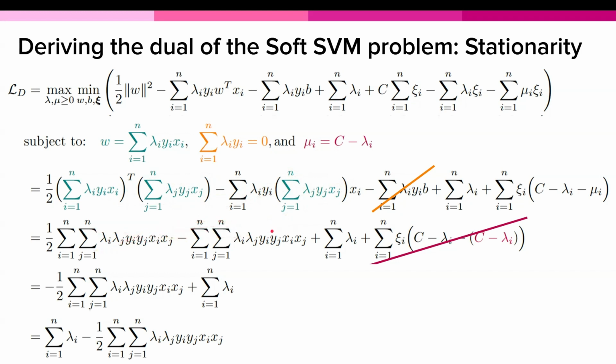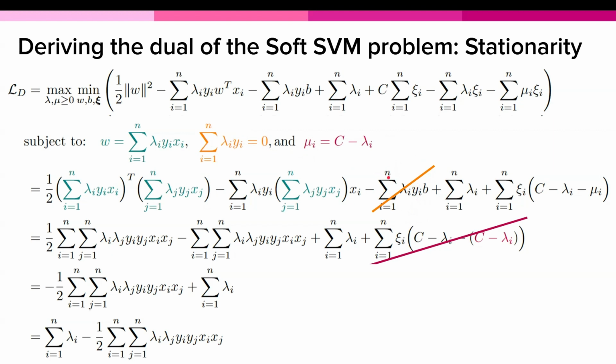We can then apply the stationarity condition that we derived with respect to the bias term b, shown in orange. Since we've identified that the sum of Lagrange multipliers times the class labels must be zero, we can eliminate this term involving the bias, because we know that this one's going to have to be zero.